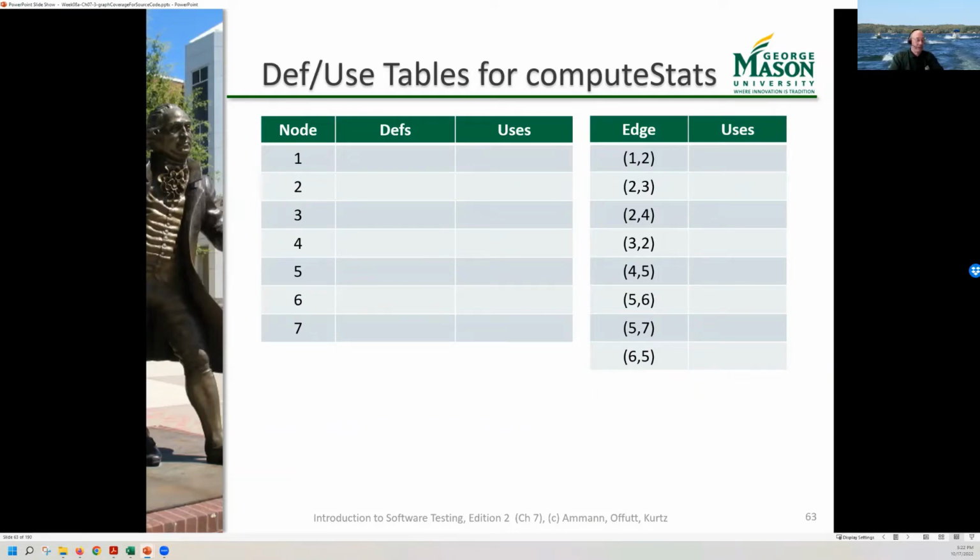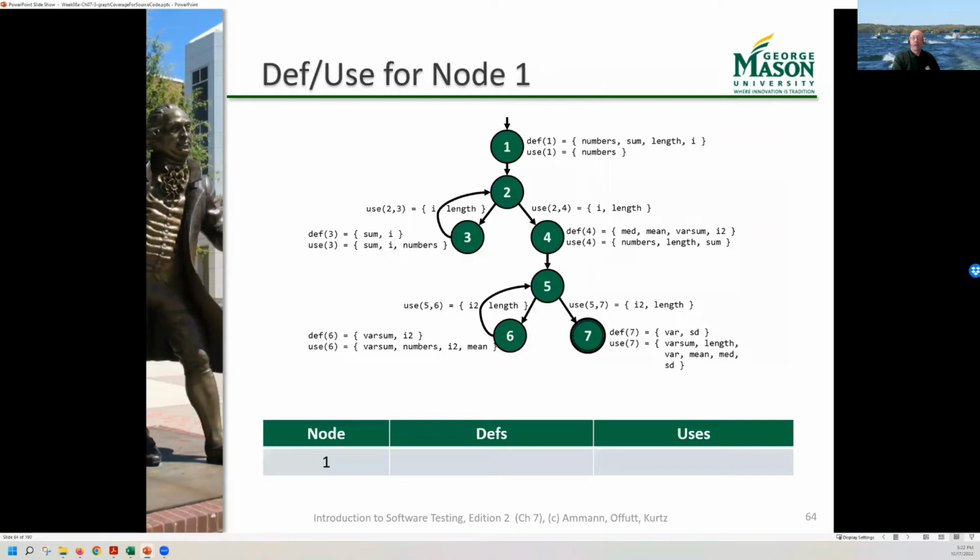All right, so let's work on filling this in. To work on filling this in, I'm going to make it easier. I'm going to go one line at a time so that we can see the graph. So what are our defs and uses for node 1? Defs are numbers, sum, length, I, and uses are numbers. Great. This part of the process is not the hardest part of the process. We just took that right off the annotated control flow graph.